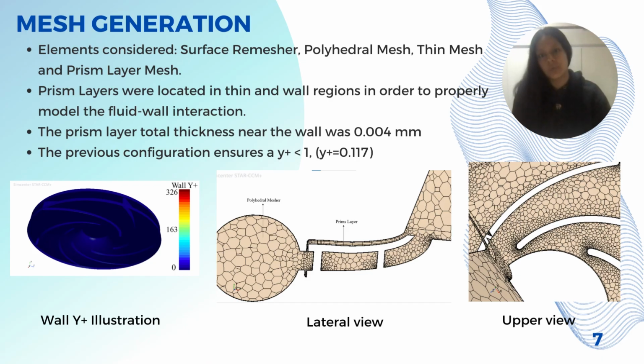For the mesh generation, we considered surface remesher, polyhedral mesh, thin mesh, and prism layer mesh. Prism layers were located in thin and wall regions in order to properly model the fluid wall interaction. These places are delicate because they are what determine if the design is going to be good or bad.